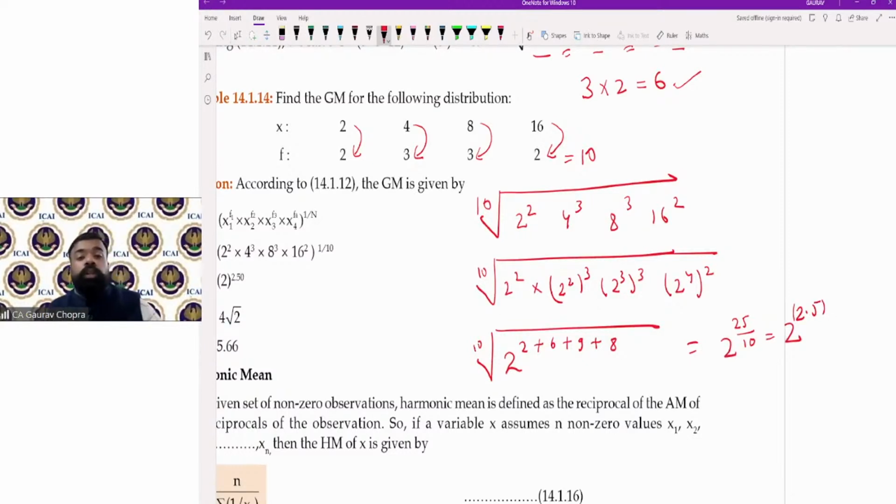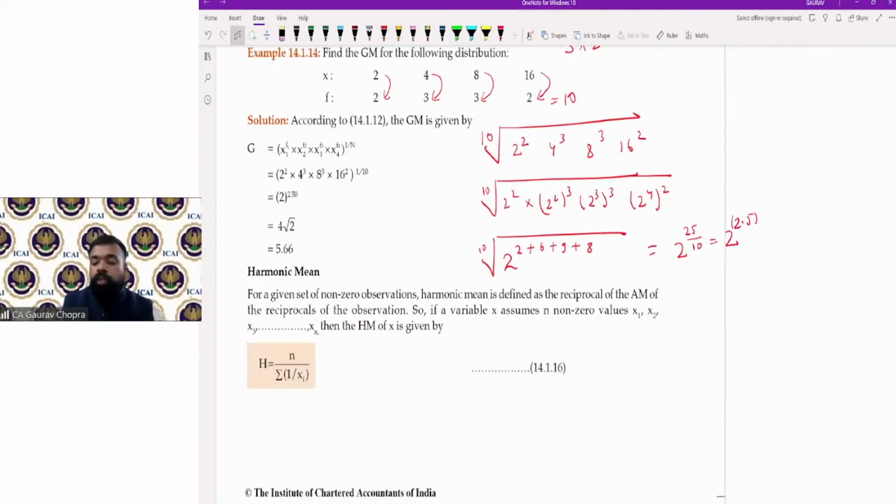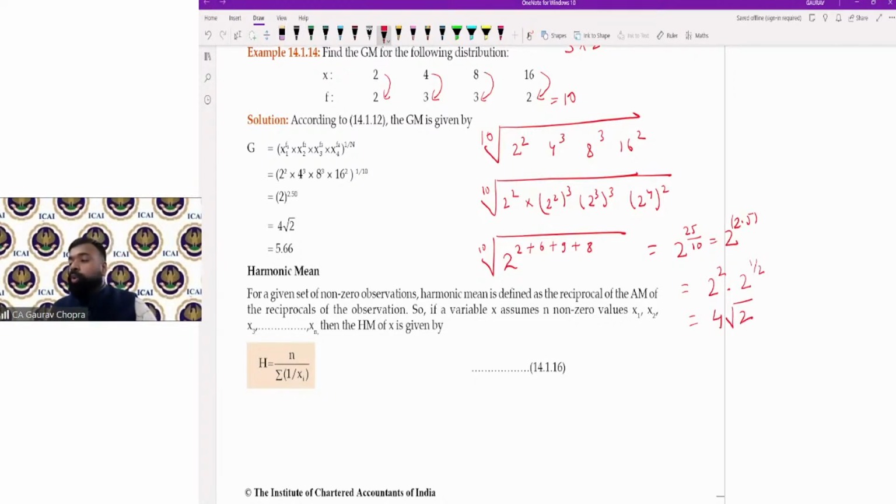Now how can you solve this 2 to the power of 2.5? It's again very easy to solve. You can split this into 2 square and then 2 to the power of half. 2 square is 4 and 2 to the power of half is root 2. So 4 root 2 becomes your answer.